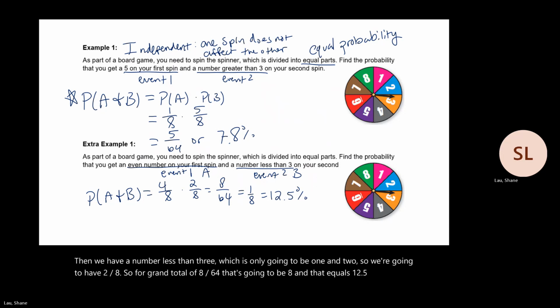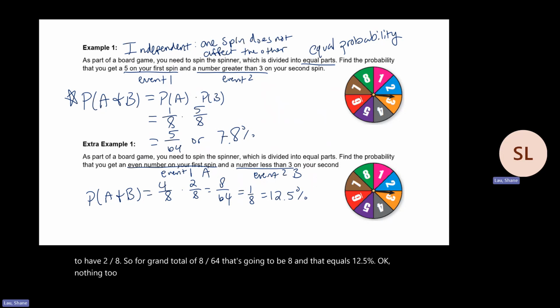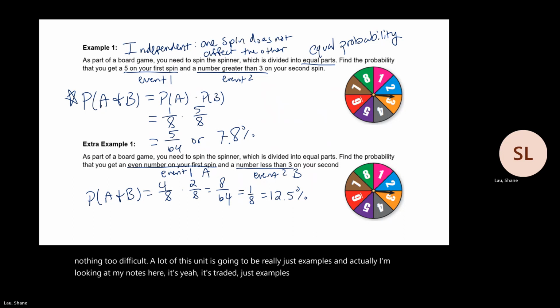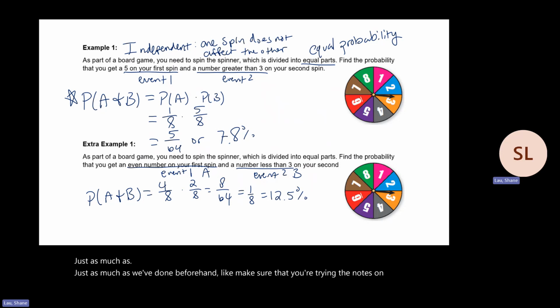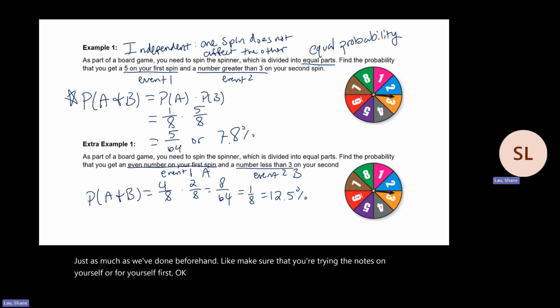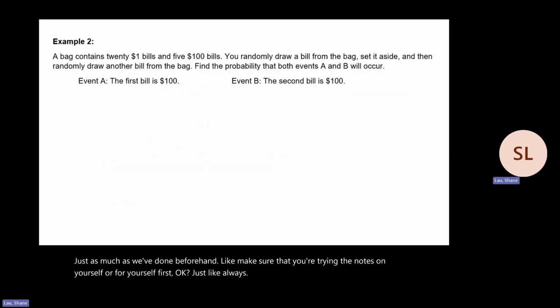Nothing too difficult. A lot of this unit is going to be really just examples. And actually, I'm looking at my notes here. It's straight up just examples. So just as much as we've done beforehand, make sure that you're trying the notes for yourself first. Just like always. We'll go over to the next one.